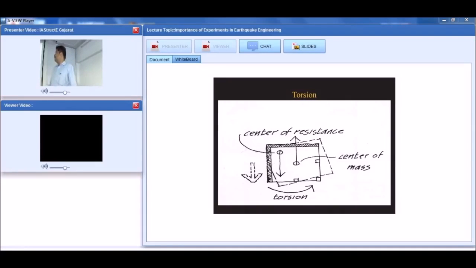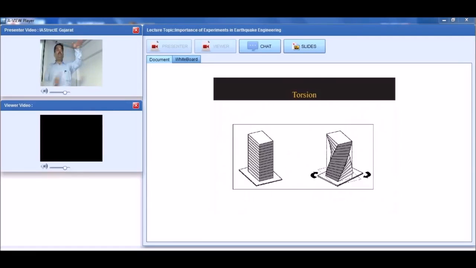Go ahead. And this is what is going to happen. Your slab is going to rotate. Now the column is attached to it, so the column will observe the twisting. The slab will rotate and the column will observe the twisting. So you have to design your column for the additional forces due to the twisting.